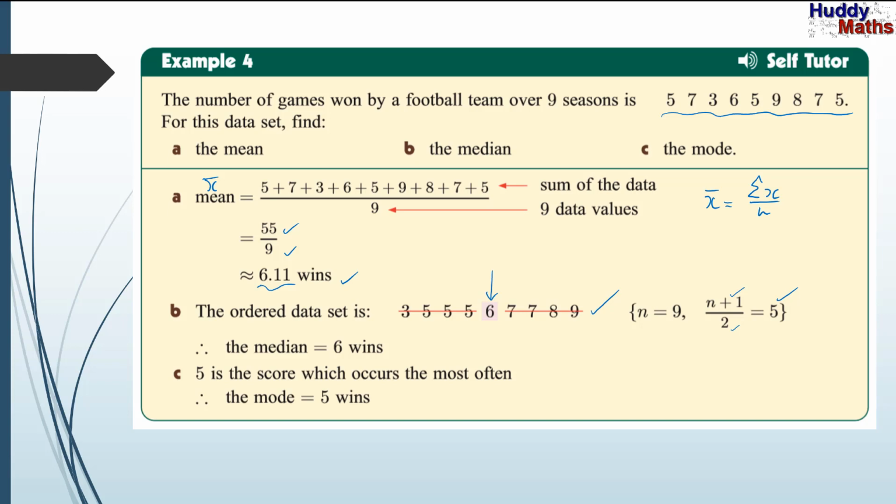One of the scores themselves is the actual median. So the median is 6 wins, and the score which occurs the most often is 5. So just go through and see up here that there are 3 5s there. That's pretty easy. All right, are you ready?